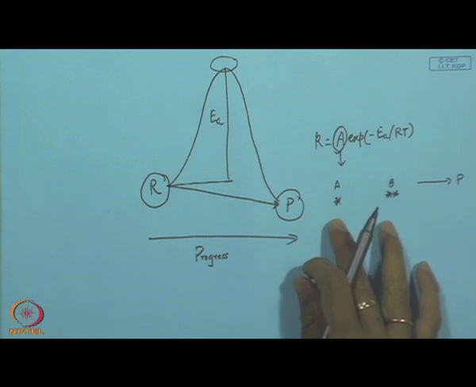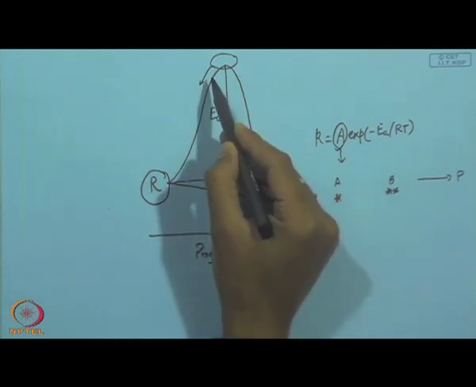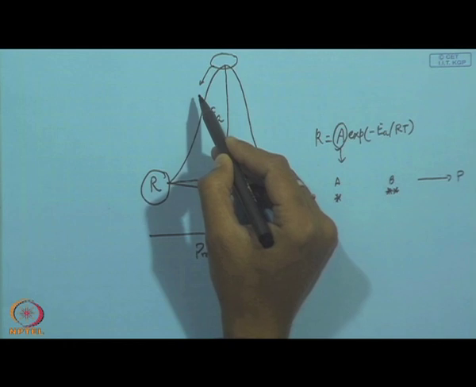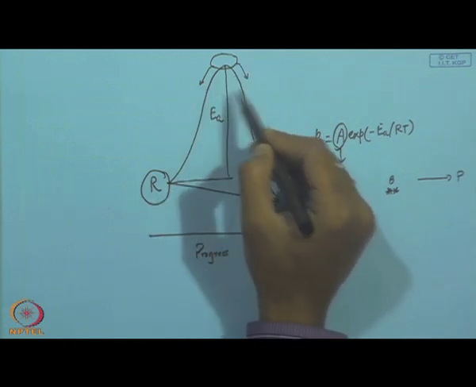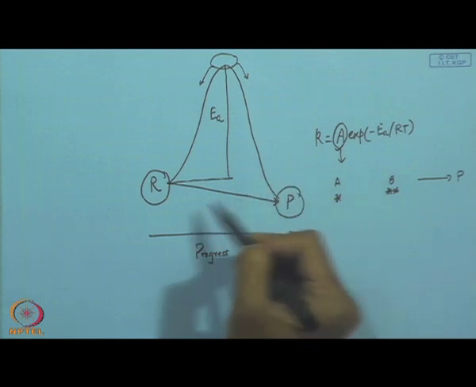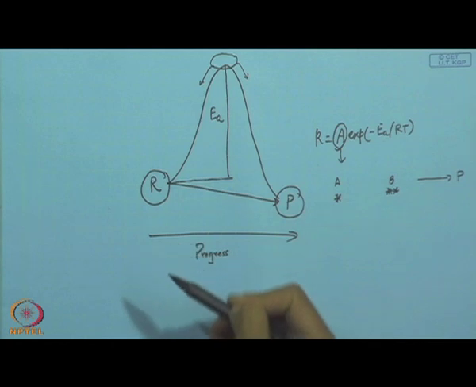Then this activated complex, once it is formed, has the option: either it can go in this direction, which explains the back reaction, or it can cross the barrier and go to the right hand side, which explains the product formation. This explains your back reaction again.